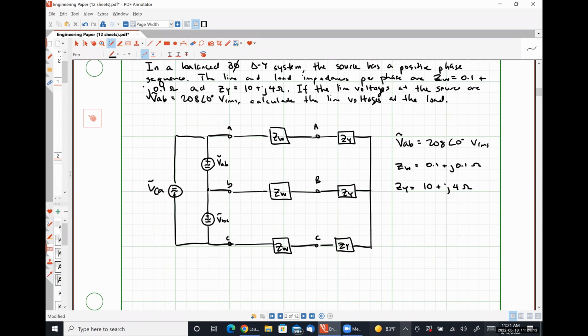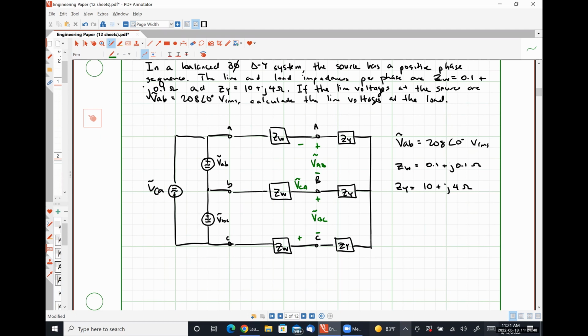And what we are asked to determine are our line voltages at the load. So that would be this voltage, VAB, this voltage, VBC, and this voltage, VCA. Well, that one's measured from transmission line C up to transmission line A.